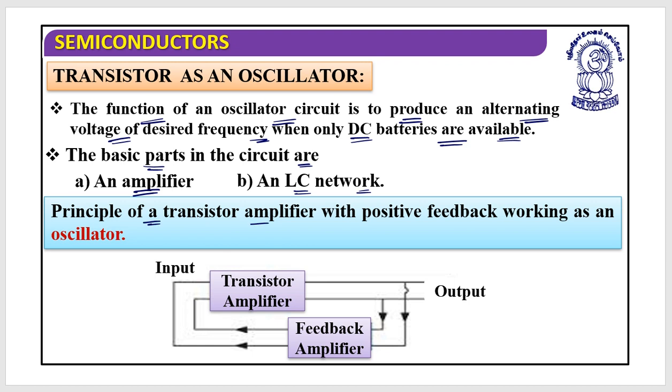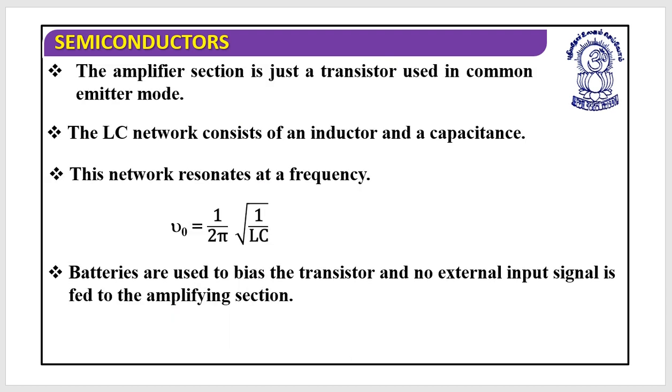So the principle is a transistor amplifier with positive feedback working as an oscillator. Let's understand that this will be the input, this will be the output, and here the transistor amplifier will be there, and we are giving the output back as feedback. So this is the situation with a feedback amplifier. We will learn again how exactly a feedback amplifier works, but first look at this.